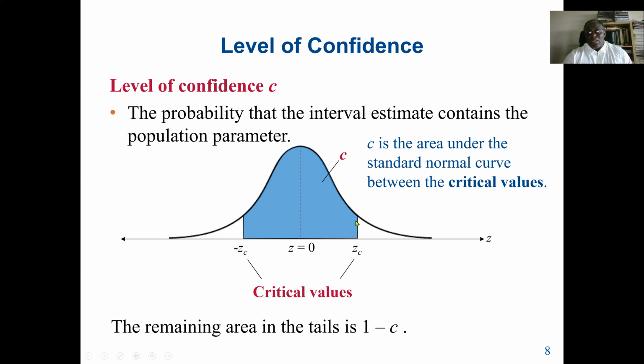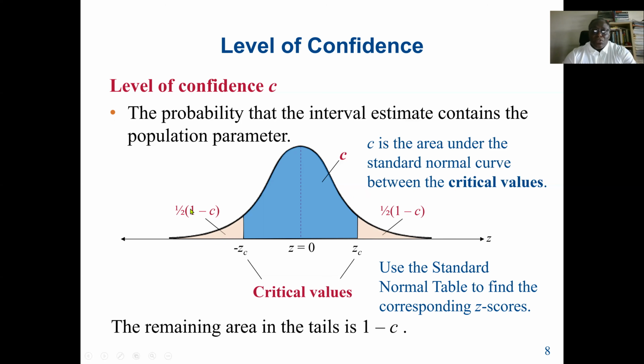If we know that, then the remaining area which is not shaded will be 1 minus C. And that's what we have here, 1 minus C. So for the left side alone, it will be half times 1 minus C, or to the right, the same thing, half times 1 minus C. So that's what we have here, half times 1 minus C, half times 1 minus C.